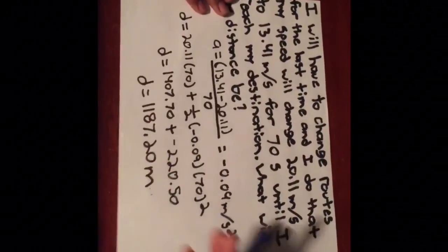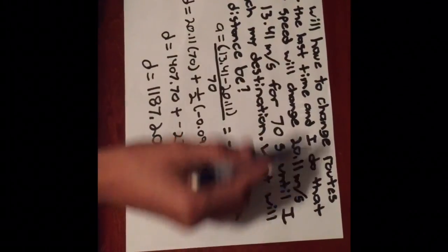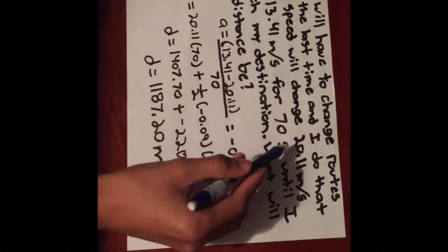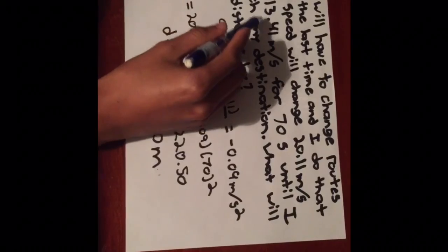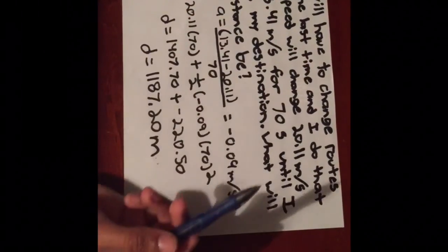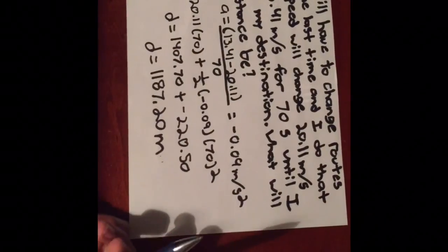Then for my last route change, I will have to change routes for the last time. When I do that, my speed will change from 20.11 meters per second to 13.41 meters per second for 70 seconds until I reach my destination. What will my distance be?